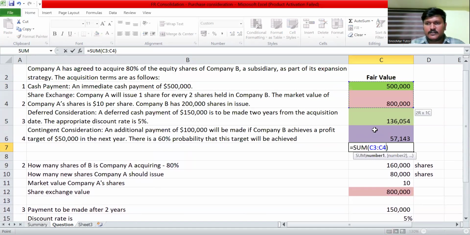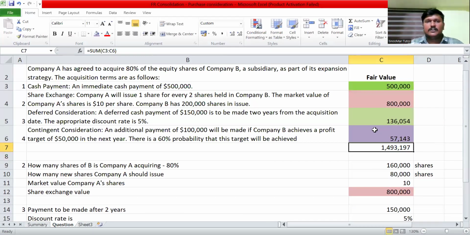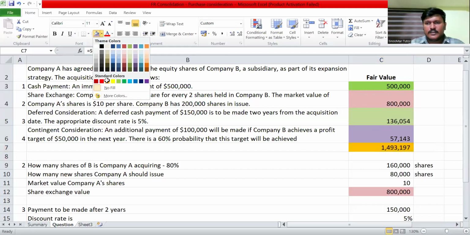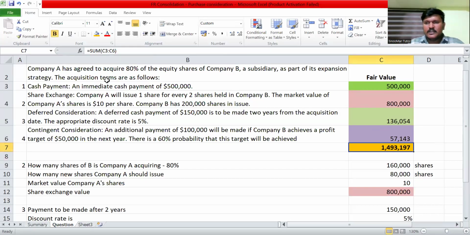500,000 plus 800,000 plus 136,054 plus 57,143. So this is your total consideration you would be having over here. So this is your answer. The fair value of purchase consideration, which would be appearing in your working number 3, goodwill, would be 1,493,197. That is the figure you will have.